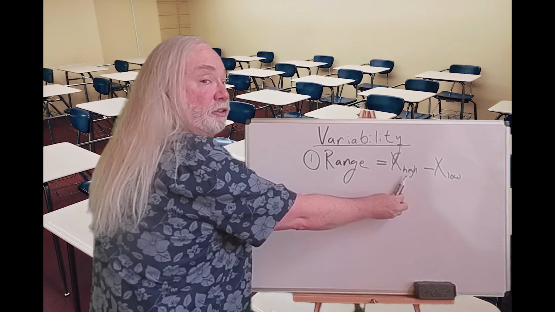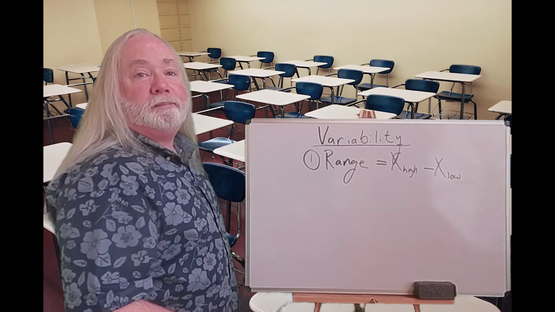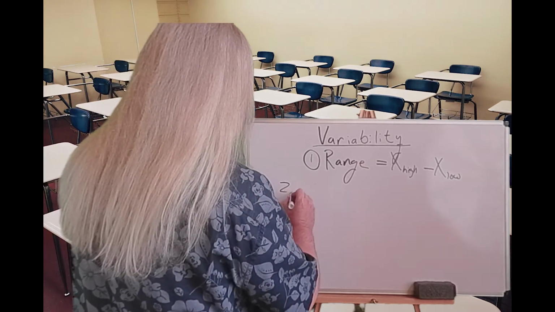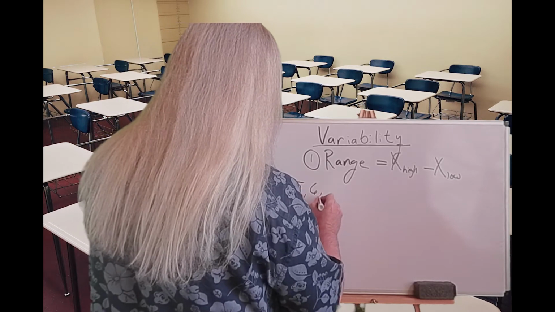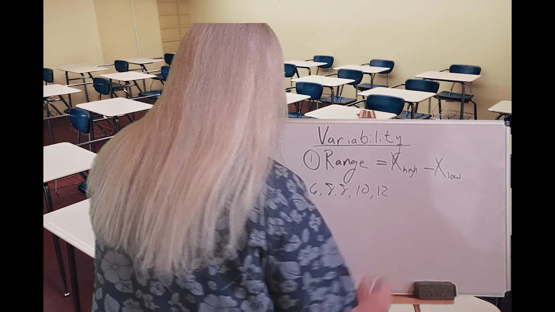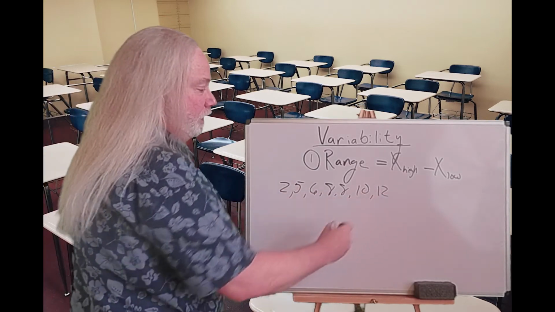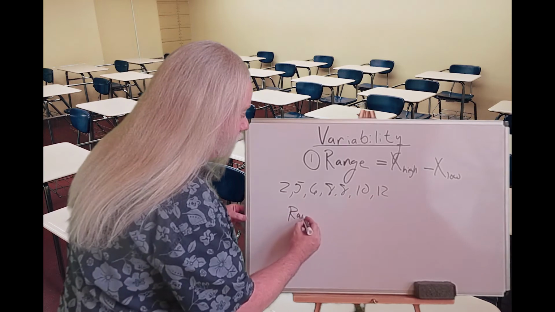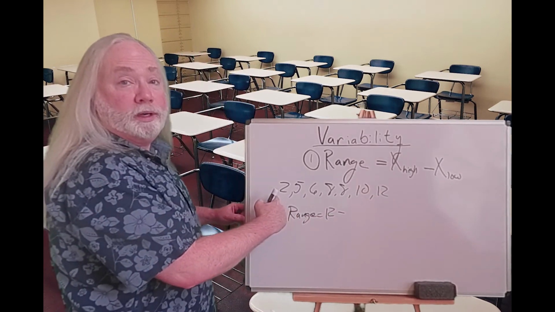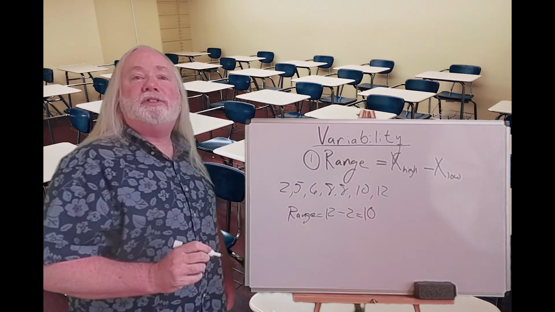We take the highest raw score in our data, find the lowest raw score in our data, and subtract them. So if my data is this, well, my highest score is 12. My lowest score is 2. So my range is 10.